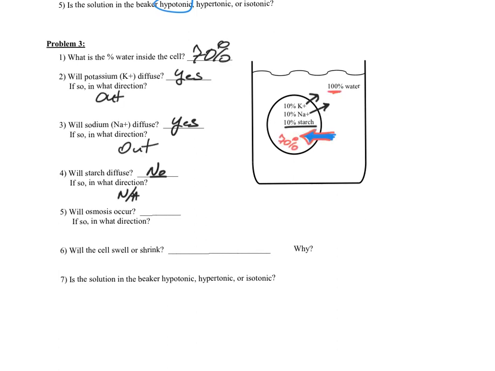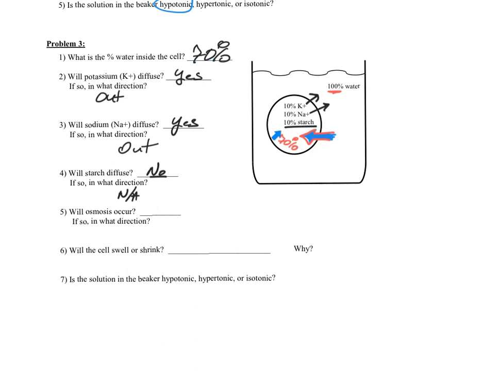So water will move into the cell. Why? I just said it and I did not record it, so I'll say it again. 1, it's 100% outside, 70% inside, water will move in. 2, if starch can't move out, water will move in the opposite direction, into the cell. 3, it's hypotonic. Hypotonic means water moves into the cell. Will potassium move? Yes, it'll move out from 10% to 0. Will sodium move? Yes, it moves out from 10% to 0. How do I know they're permeable? They told me at the beginning of the problem set.